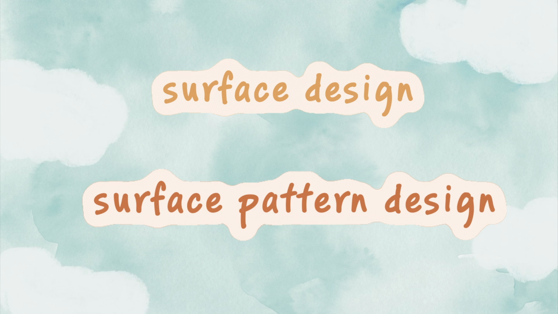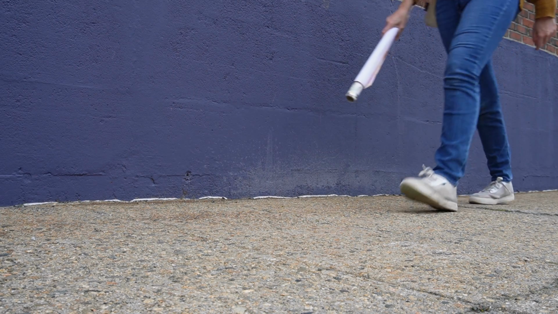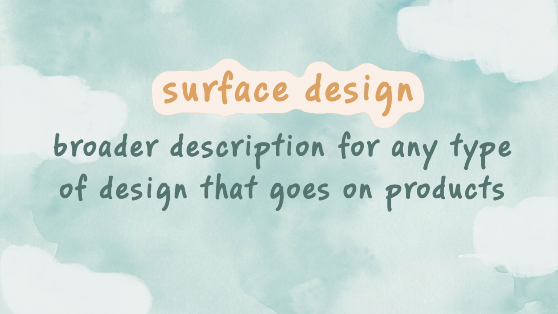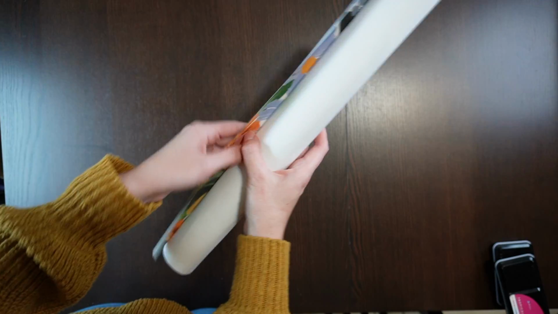Now, you might hear people refer to both surface design and surface pattern design as two separate things. So I want to take a minute to use a couple of the products I picked up on my little excursion to explain the difference between these concepts. Surface design is a broader description for basically any type of design that goes on surfaces, typically for products. Surface designs do not necessarily have to repeat.